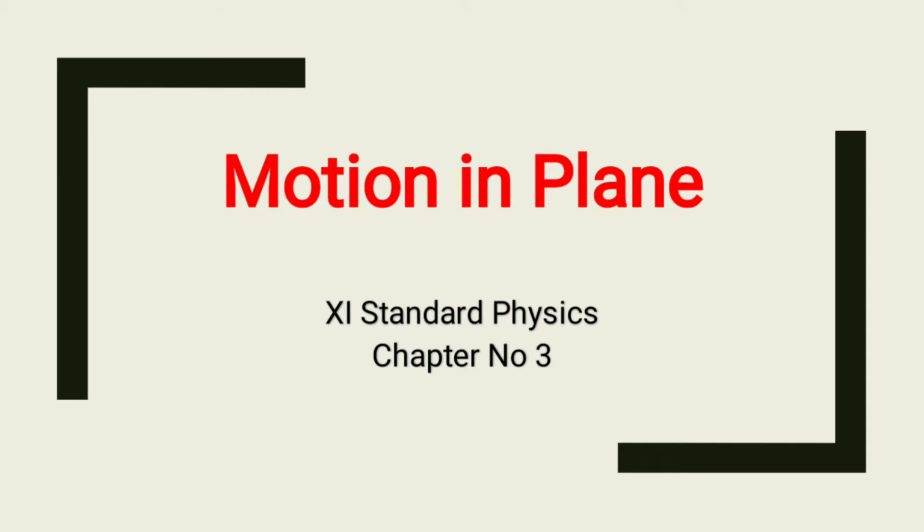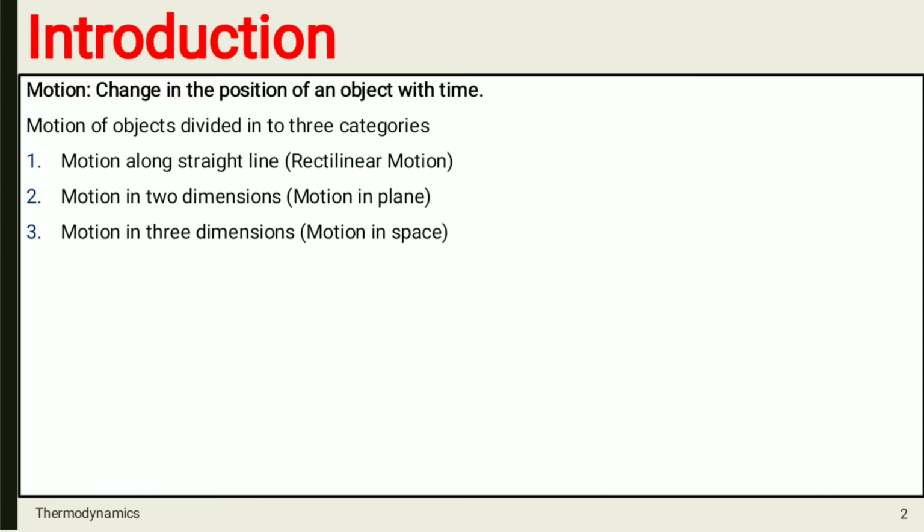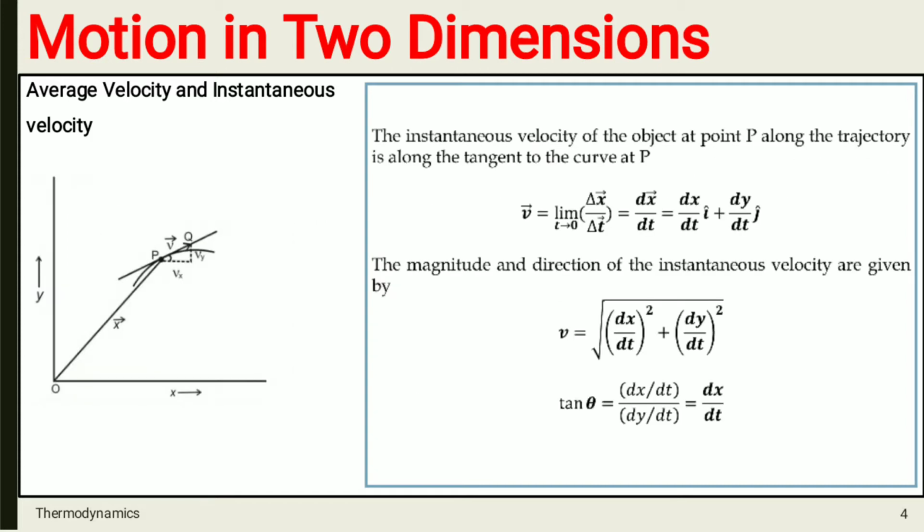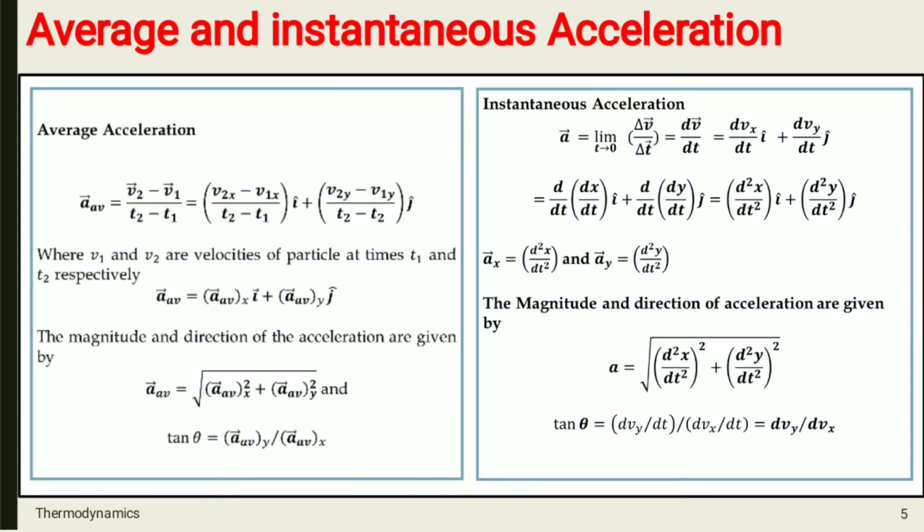In the last lecture we discussed some introduction, that is, what is meant by motion, motion in a straight line, motion in 2 dimensions, and motion in 3 dimensions. Then in motion in 2 dimensions, we studied average velocity and instantaneous velocity. From today, we are going to start with average acceleration and instantaneous acceleration.